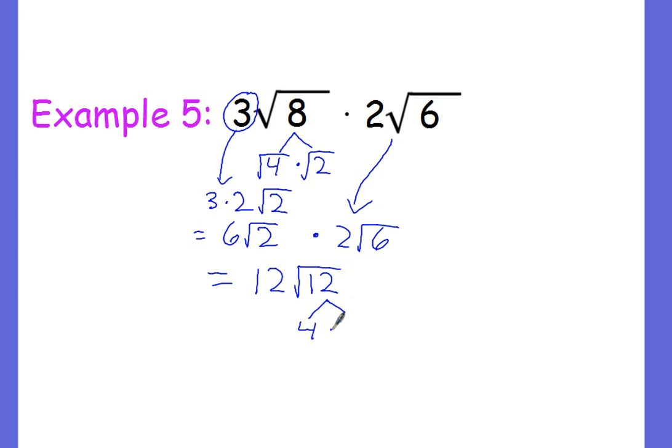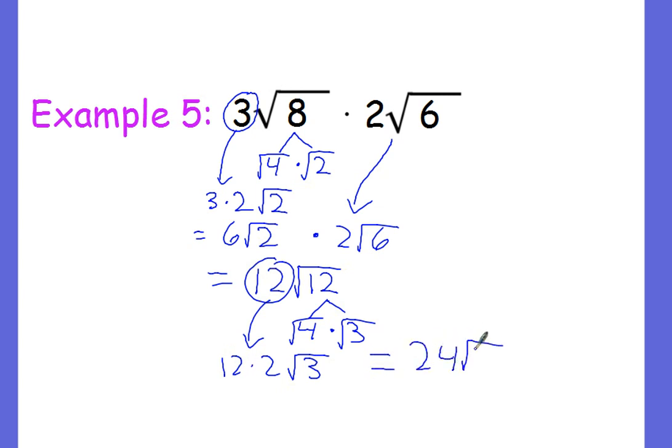We did this one already, right? That'd be 4 times 3. The square root of 4 is 2, so I'm going to pull that out. Square root of 3, I cannot do. I would leave that. And then, of course, we have our 12. Don't forget about that. So this would equal 24 root 3. Final answer.